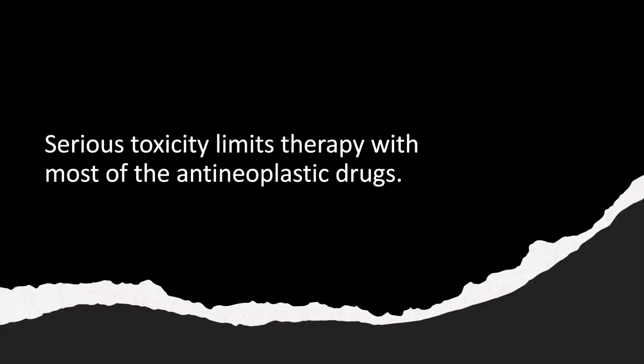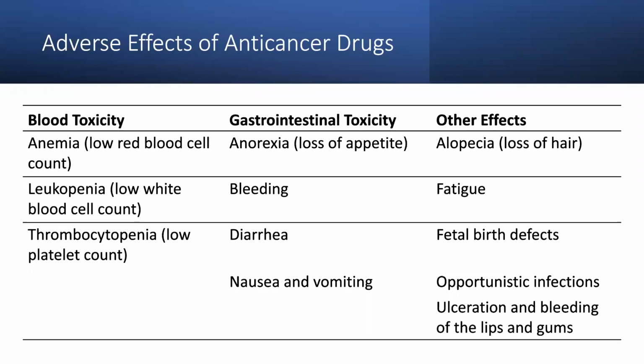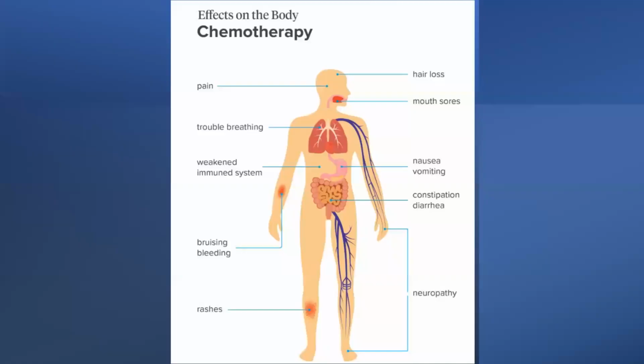Serious toxicity occurs, which limits therapy with most antineoplastic drugs. Adverse effects of anti-cancer drugs include blood toxicity. A person can have anemia, a low red blood cell count; leukopenia, a low white blood cell count; and thrombocytopenia, a low platelet count. Then gastrointestinal toxicity occurs, like anorexia, loss of appetite, bleeding, diarrhea, nausea, and vomiting. Other effects include loss of hair, which is alopecia. Fatigue, fetal birth defects, opportunistic infections, and ulceration and bleeding of the lips and gums occur.